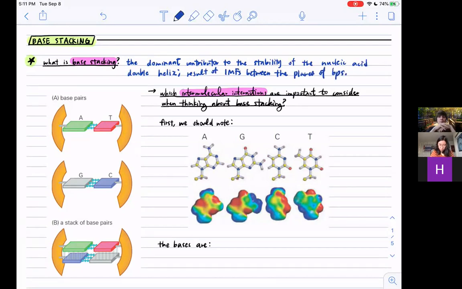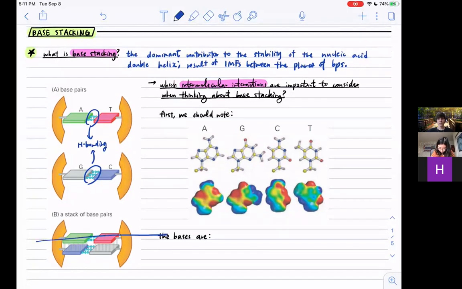So in looking at the diagram on the left, this is just hydrogen bonding, which you are probably very familiar with. And then here, between the planes of the base pairs, we have base stacking interactions.